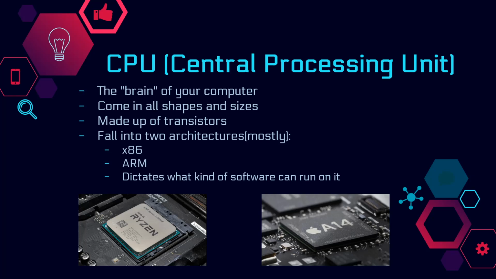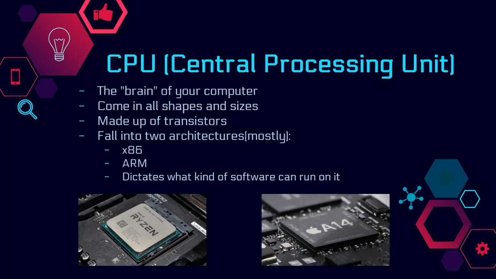They're made up of transistors. Transistors are basically very, very small switches. They're nanometers thick, and one CPU will have billions of transistors. It's insane. The way a CPU is designed is called an architecture, and this dictates what kind of software can run on it, and also what kind of applications the CPU is being used for.